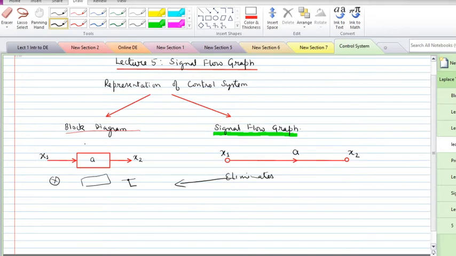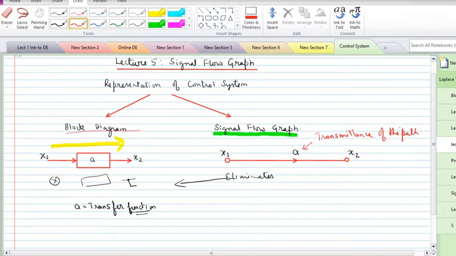Now in case of block diagram, this A represents the transfer function of this path, where this path is denoted by this yellow line. This is your transfer function, whereas in this case this A denotes the transmittance of the path.